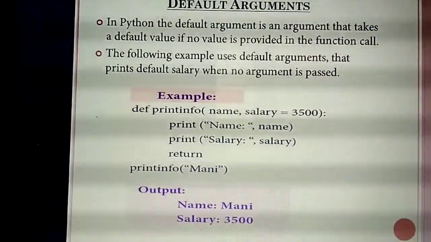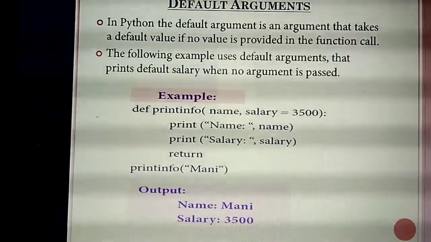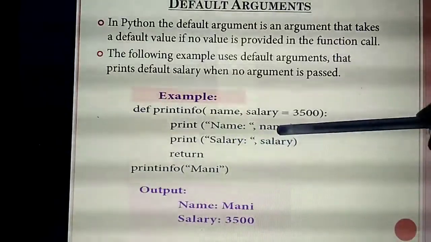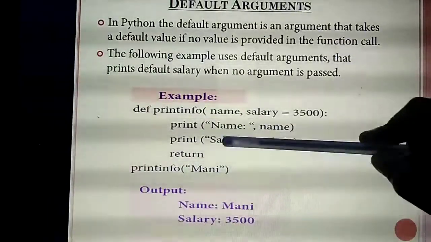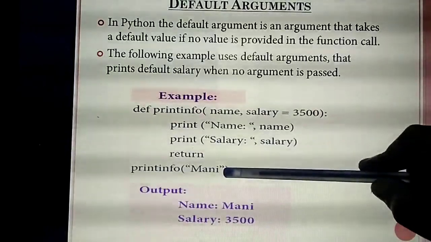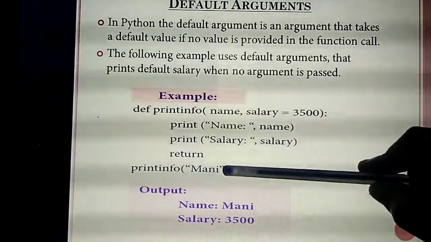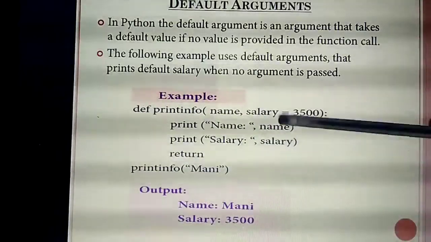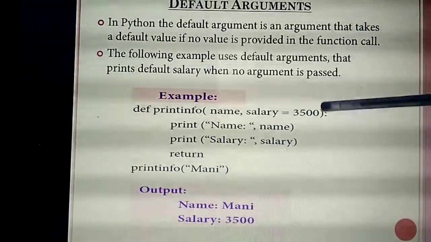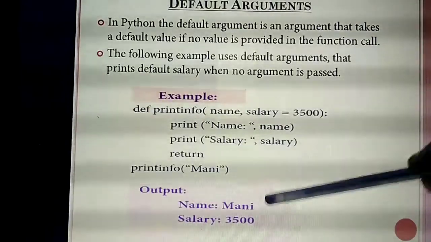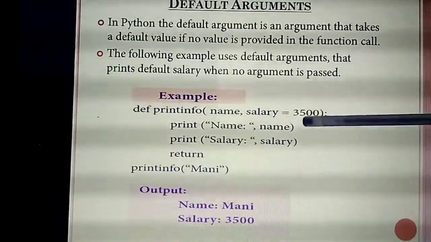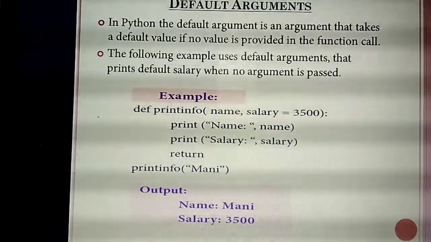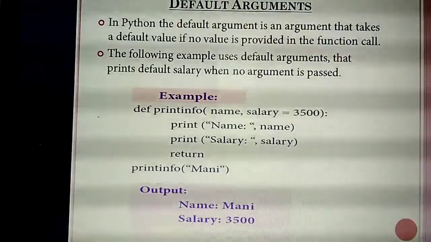Now you are running the program. What output will you get? First line, print name. In the place of name, what are you passing? Many. Next, salary. In the place of salary, are you passing any value here? No. If you are not passing values for these arguments in the function call, it will take the default value mentioned in the argument, and that value will be printed. So what value will it take as salary? 3,500. Understand our default arguments?